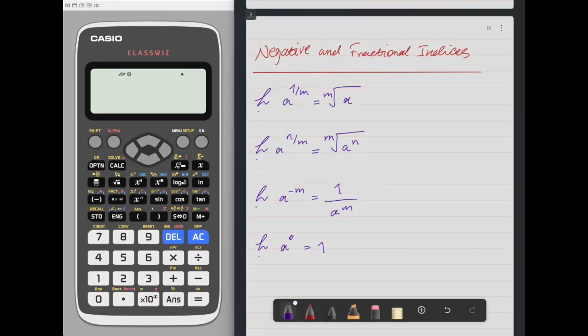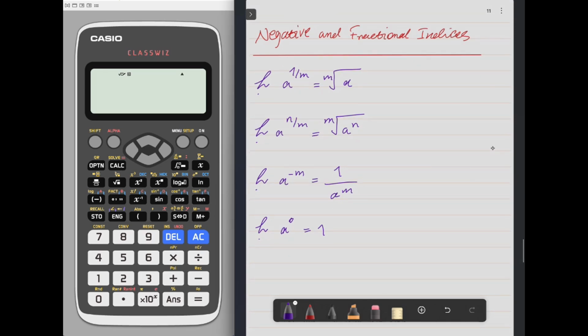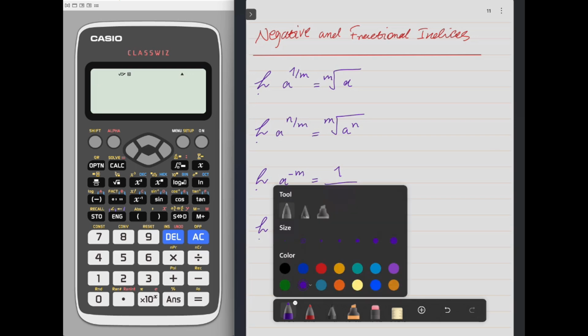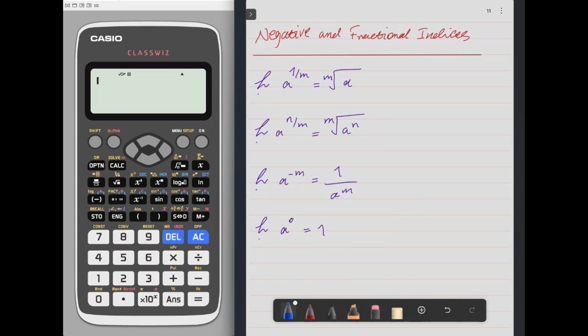This is mathematics, and we are here with the fourth section of algebraic expressions, which is negative and fractional indices. All right, so I have written the laws of negative and fractional indices before, so we can go through them more quickly. So guys, a to the power of 1 over m is the root with index m of a.